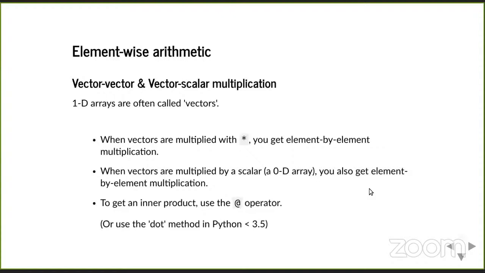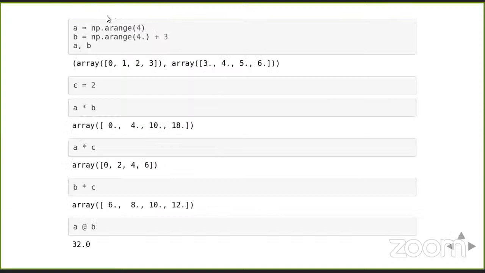But if you want a vector product, like a dot product or an inner product, the star doesn't do that. The vector times a vector would give you a vector, whereas a vector inner product vector would give a number. So there's another operator since Python 3.5, which is the @ sign, that gives you these inner products. So let's just look at an example. Here are two arrays made with a range. If I multiply them, you see I get element by element multiplication, 0 by 3, 1 times 4, etc. When I do the inner product, so the @ sign, it does 0 times 3 plus 1 times 4 plus 2 times 5, etc.